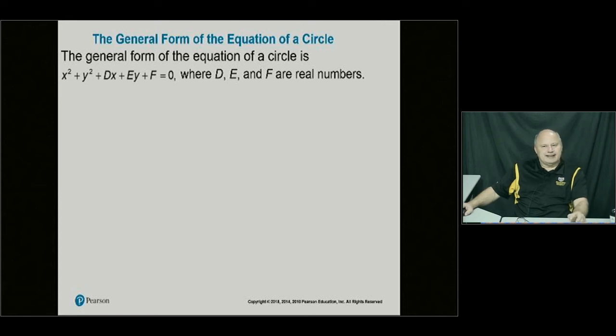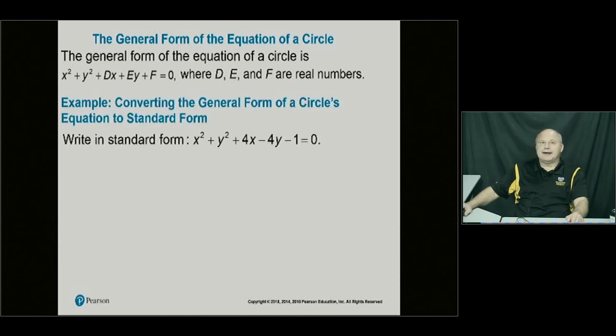And you're going to be taking this equation, manipulating it, and putting it back in standard form by completing the square to identify the center and the radius, like we did on the previous example. Okay? So let's look at an example. We're going to convert the general form of a circle to standard form. So we have x squared plus y squared plus 4x, and remember we had the dx, so dx is 4x in this case, minus 4y. Remember we had ey, now it's minus 4y, minus 1, and now the negative 1 is f, equals 0.